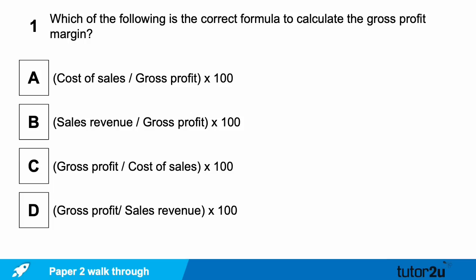So we're going to start off with some multiple choice questions, because when you open your paper tomorrow, you will be faced with 6 multiple choice questions, which should be quite straightforward. They're assessing knowledge only. So let's take a look at these 2 questions. The first one: which of the following is the correct formula to calculate the gross profit margin? Have a look at the different options. You can pause the video if you would like to and then restart when you're ready. Look at each option carefully and then decide which you think is the right answer.